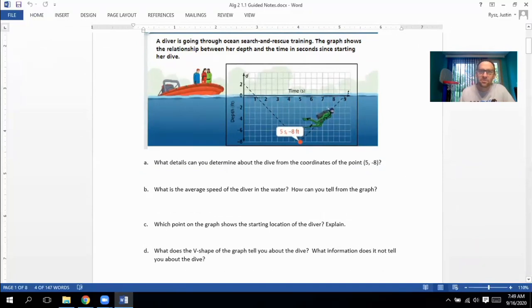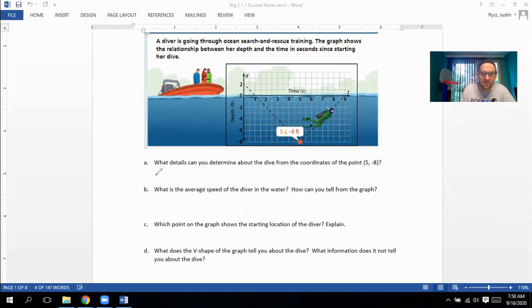A diver is going through the ocean in a search and rescue training. The graph shows the relationship between her depth and the time in seconds since starting her dive. So you can see here at 0 seconds, we're up at 2. She goes down 5 seconds at -8 feet, and up 9. So let me annotate on here, and we'll start filling out some answers. So what details can you determine about the dive from the coordinates at (5, -8)?